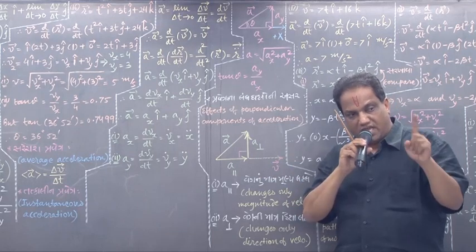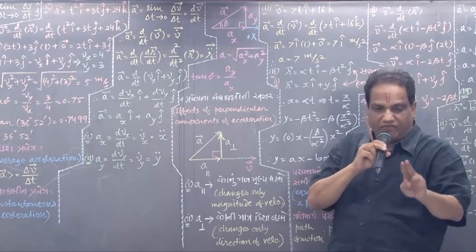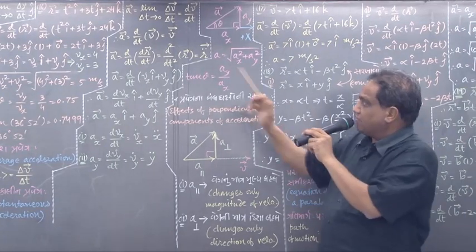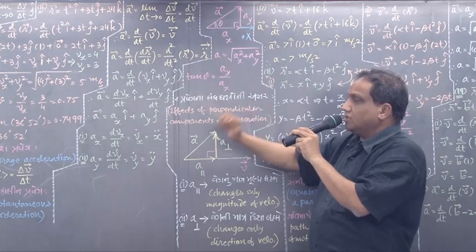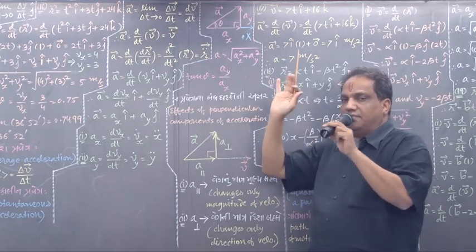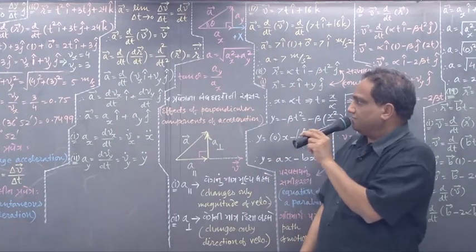Just now I told you, as many derivatives, that many dots. We are taking the derivative 2 times, so we must place now 2 dots: vector R double dot. That is how we must speak now. Vector R double dot.